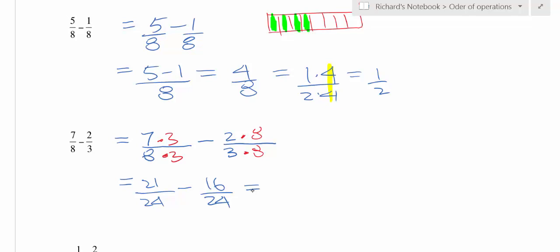The first fraction has 21 of the 24 pieces. And then we're taking 16 of those away. So what we end up with is 21 take away 16 over 24, which is 5 over 24.